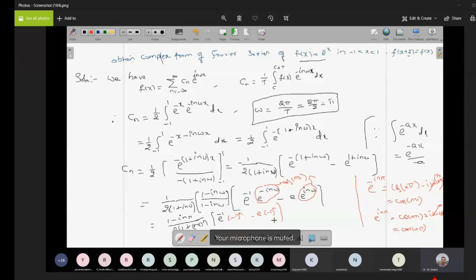Yes, sir, that's what I was going to say. In the second line I missed the minus sign. So it should be minus 1 over 2 times 1 plus I n omega into, this is the rationalization of the complex number. As I explained, e power minus I n omega and e power I n omega, both terms become cos n pi. I have missed the minus sign in the next line onwards.